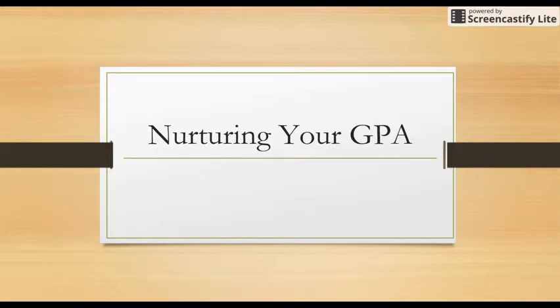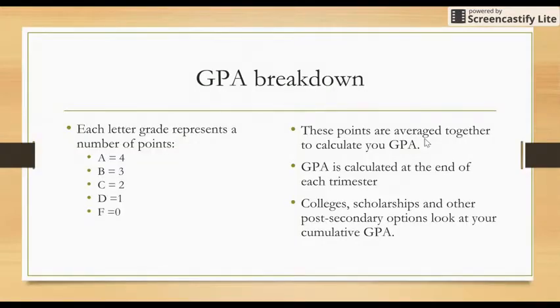Here is the GPA breakdown. Each letter grade represents a number of points. An A is 4 points, B is 3 points, C is 2 points, D is 1 point, and F is 0 points. These points are averaged together to calculate your GPA.